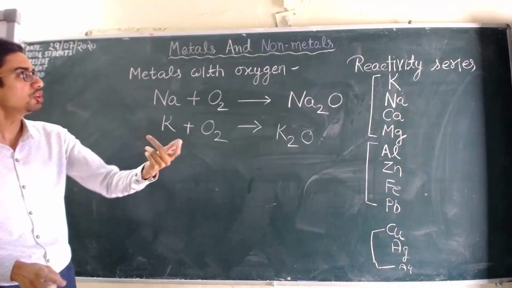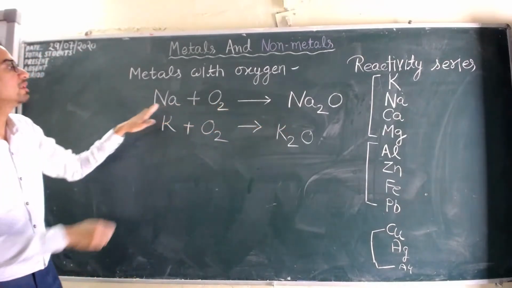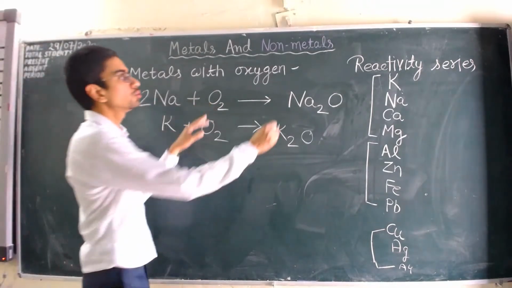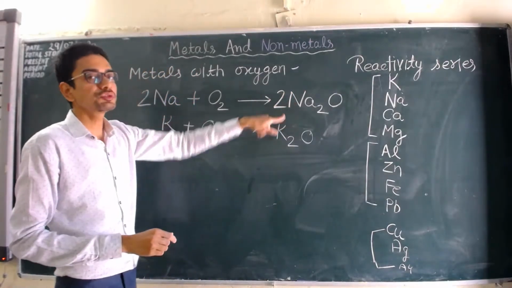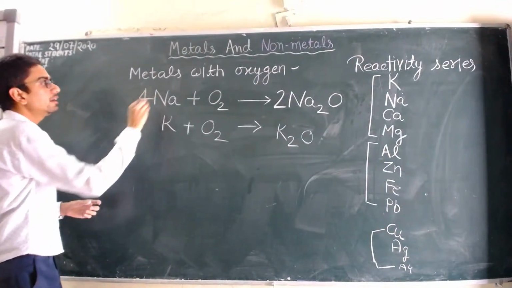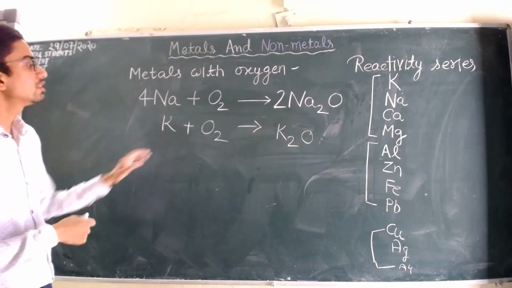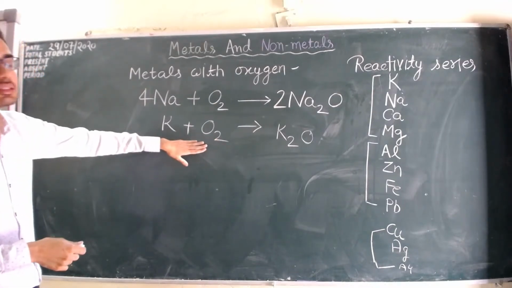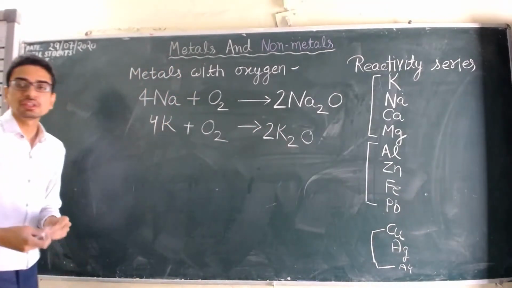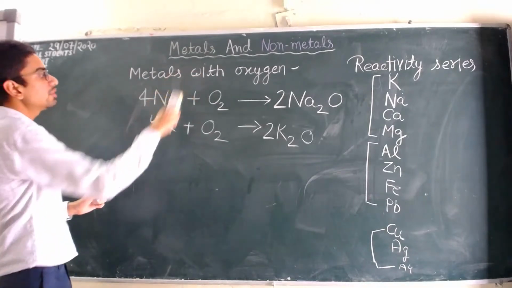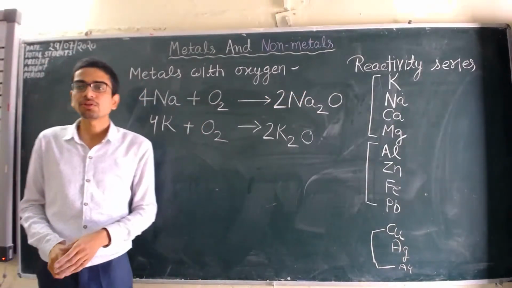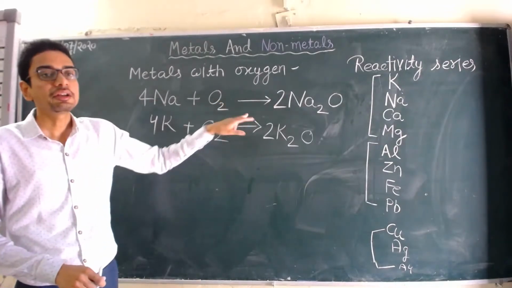Can you balance this reaction? Very easy. Sodium are 2, here sodium is 1, so we put 2 here. And oxygen are 2, so we also have to put 2 here. Now sodium is 4, so Na will be 4. So by hit and trial method you can solve this. Similarly, you can balance this reaction. Oxygen are 2, so 2 and 4. In this way you can balance any reaction. So this was the reaction of sodium, potassium, highest reactive metal with oxygen. They do not require heat.